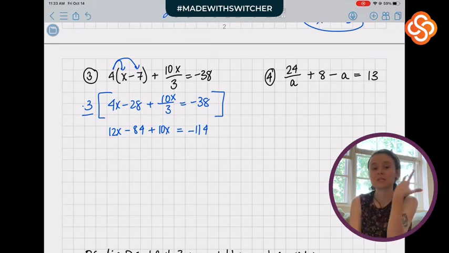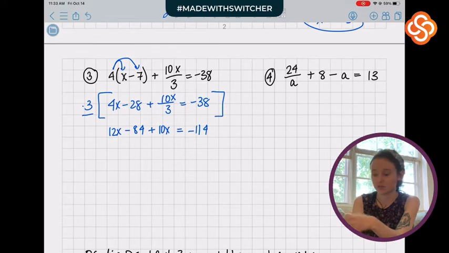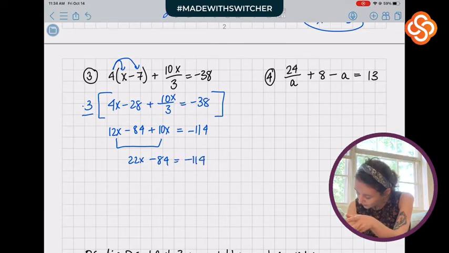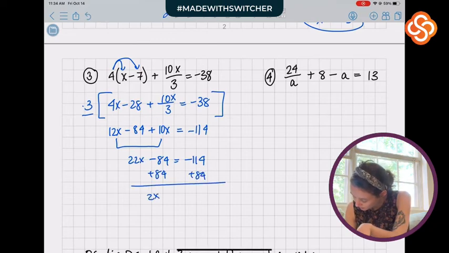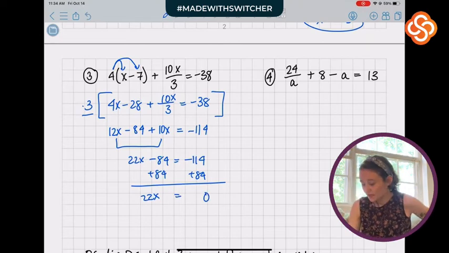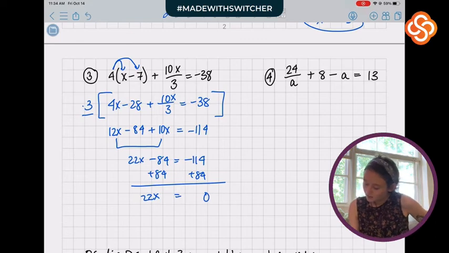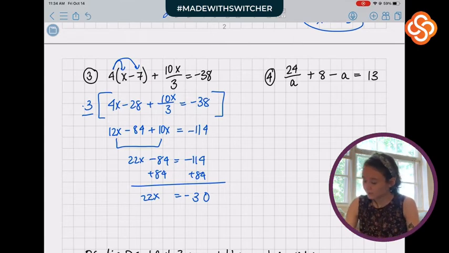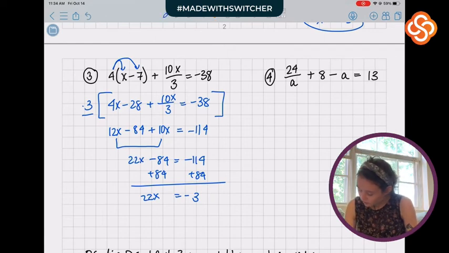Now I can finally proceed. It looks better. It has no fractions. I'm not stressed out. I'm just going to go ahead and combine. It's going to get me 22x minus 84 is equal to negative 114. I'm going to do the opposite, plus 84 plus 84. 22x is equal to, 11 minus 8 is going to be 30. So negative 30. So notice again, it's a negative number plus a positive. You should know how to do that. If not, go ahead and ask me or try to find another YouTube video. Or use your calculator.